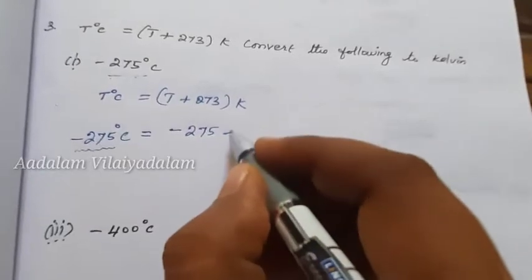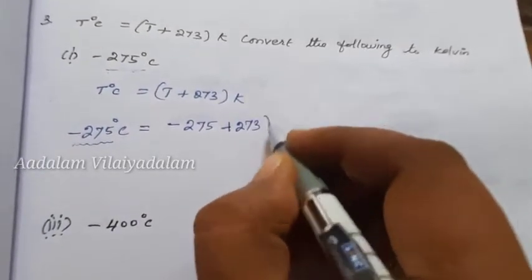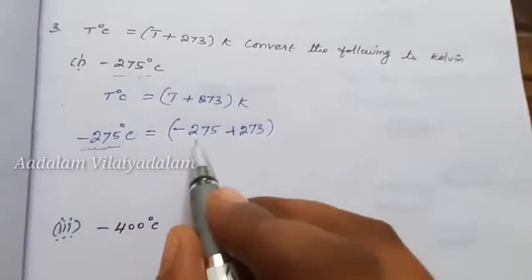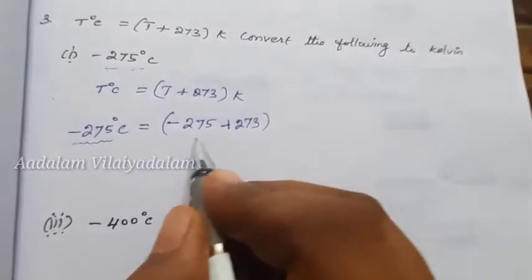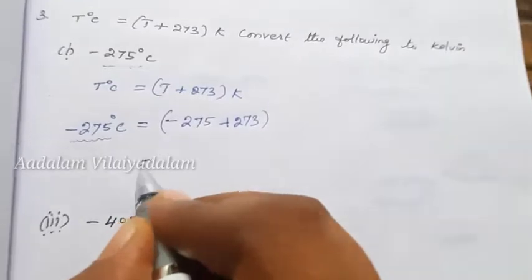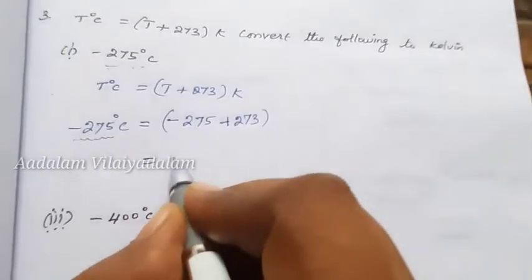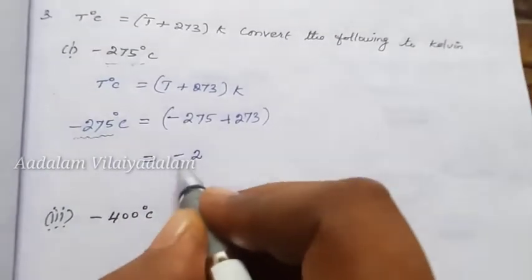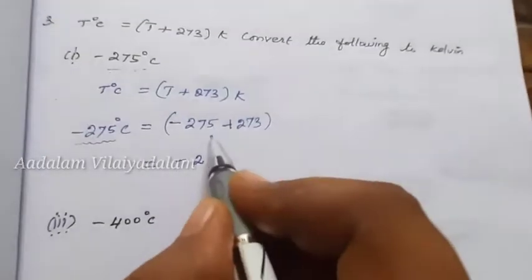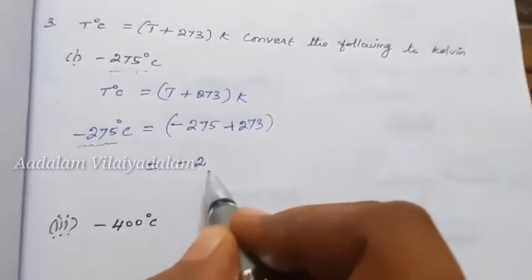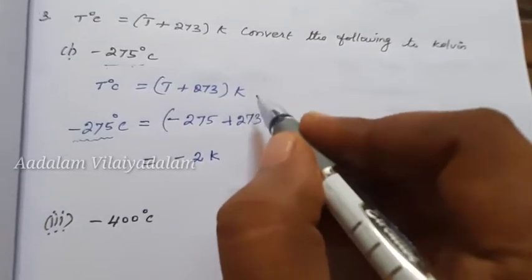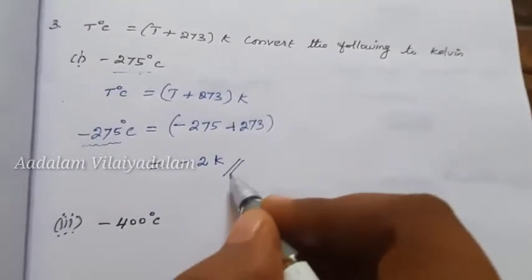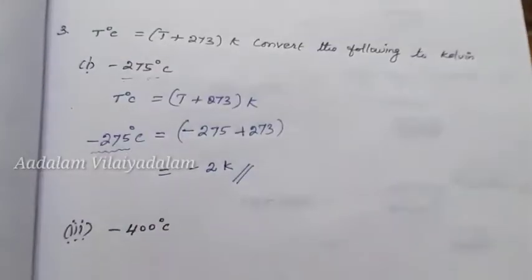The remaining value plus 273. Okay. If we do the subtraction, there are different signs, so we will get minus 2. The greater number sign is minus. So the subtraction of the value is minus 2 Kelvin. Therefore, you need to bring the K value, which is Kelvin. So this is the answer for this first subdivision.